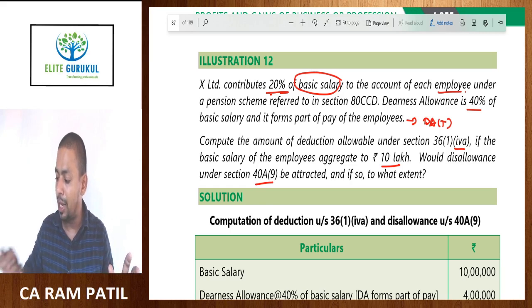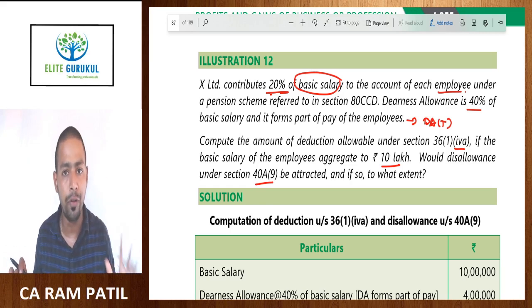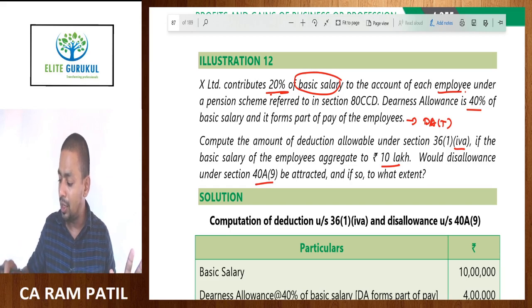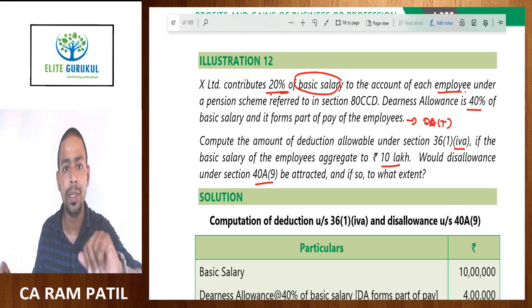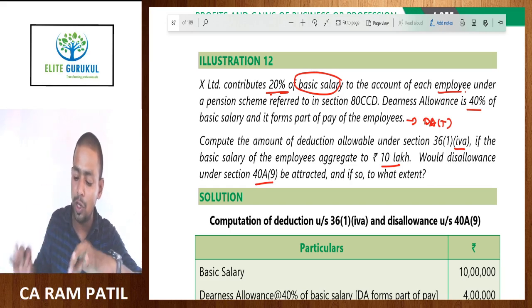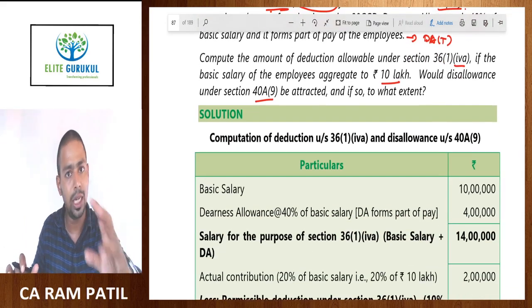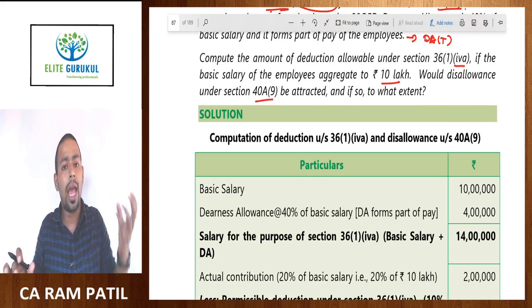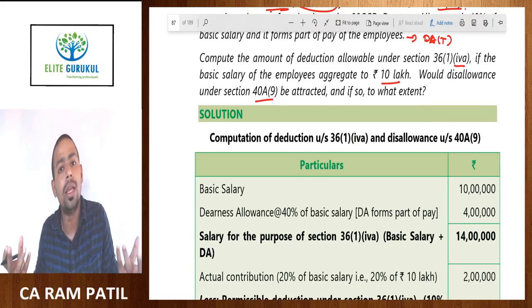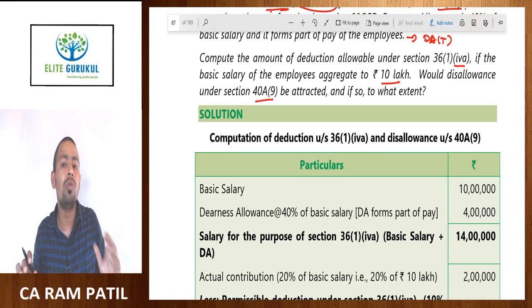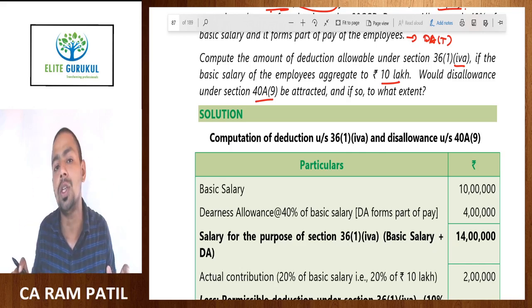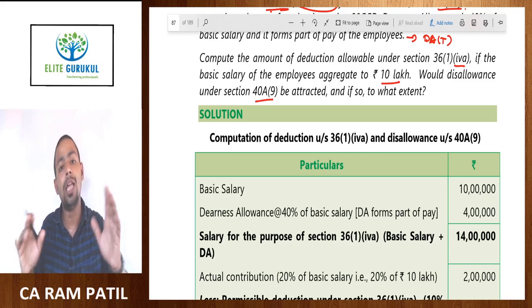4 lakh plus 10 lakh is equal to 14 lakh. 14 lakh multiplied by 10%. So how much is allowed? 1.4 lakh is allowed. Now please understand how much contribution he has made. 20% of basic salary, and basic salary is 10 lakh. 10 lakh multiplied by 20% is 2 lakh. So 2 lakh is the actual contribution, whereas 1.4 lakh is the maximum limit. So the deduction which will be allowed under section 36(1) will be 1.4 lakh and the balance will be disallowed.